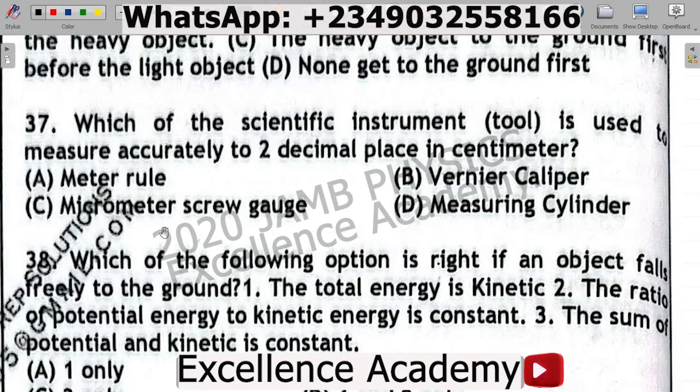For 37, the correct answer there is B, vernier caliper. You want to note that a vernier caliper is used to measure an object accurately to 2 decimal places in centimeters. So B, vernier caliper, is the correct option. Take note.